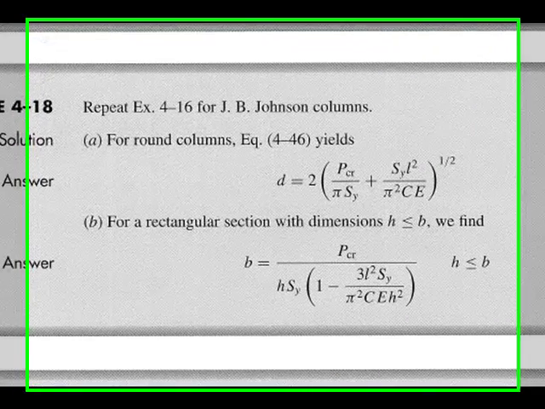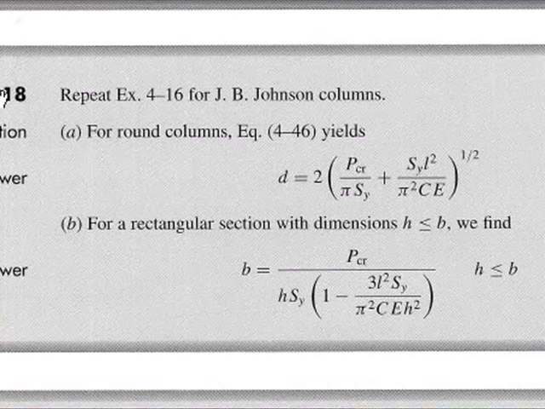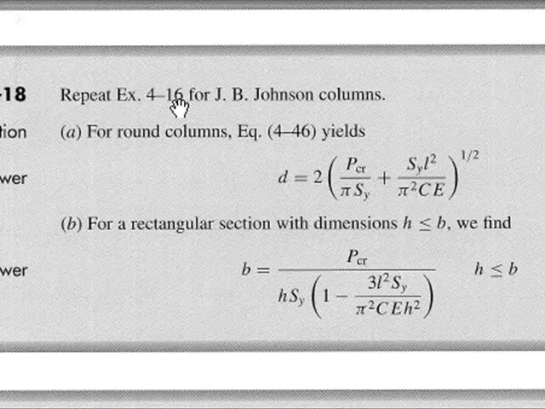Okay, in this video we're going to look at two different examples. We're going to look at example 4-18, which is identical to example 4-16, where in 4-16 we used the Euler formula and turned it into a design equation for rectangular and circular cross sections. So we'll look at example 4-18, then we'll look at example 4-19.